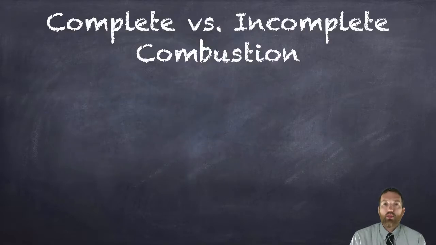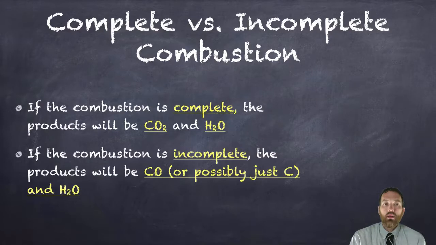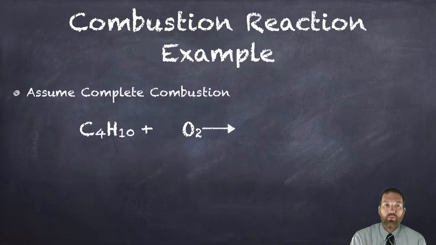So there's two types of combustion reactions, a complete combustion reaction and an incomplete combustion reaction. If the combustion is complete, the products will be carbon dioxide and water. If the combustion is incomplete, the products will just be carbon monoxide or possibly just carbon and water.